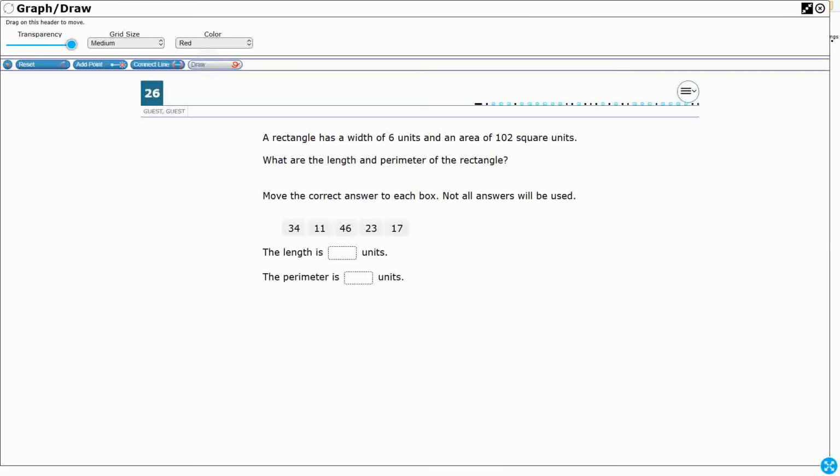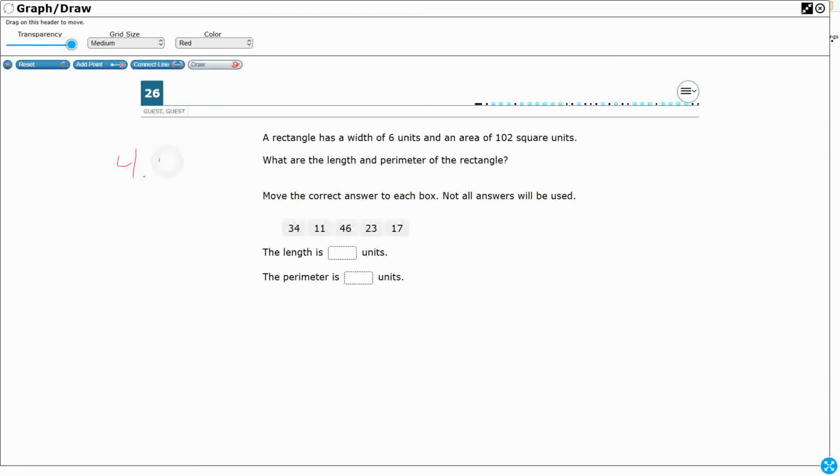This is 4.5b, and it asks us about a rectangle, and there is no rectangle. So our first thought should be, let's go ahead and draw something. So let's draw a rectangle, and it is going to give us a width of 6 and an area. All right, so they give us the area of 102 square units. And we need to find the length and the perimeter.